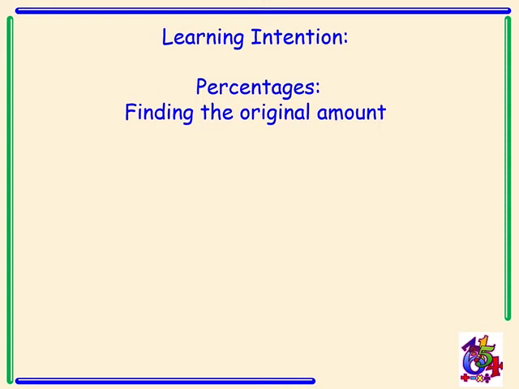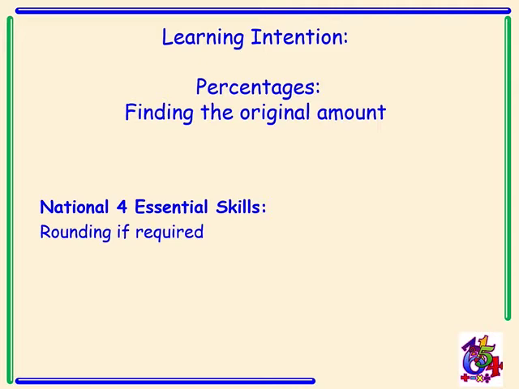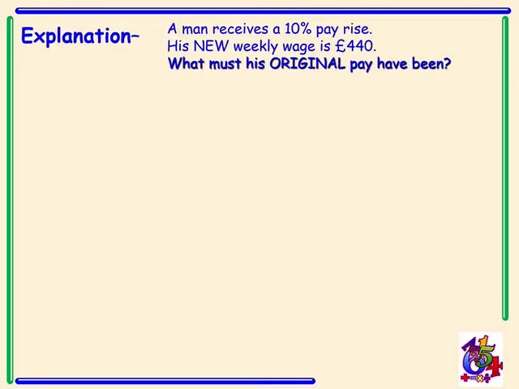Today's learning intention is finding the original amount, so percentages working backwards. The National 4 essential skills are rounding if it is required and cancelling down of fractions. This will apply to any non-calculator questions. So, let's have a look at where this all comes from.